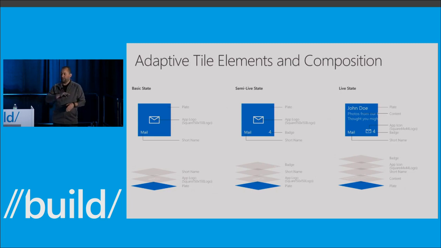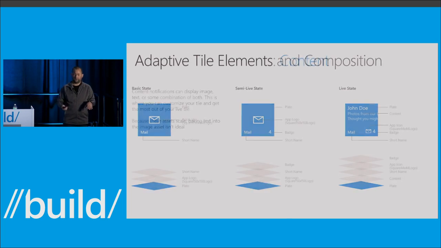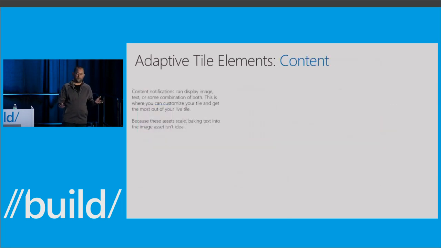This is really where you insert the stuff that you want to delight your user with information and really bring your tile to life. It's at this content layer. So let's move on to talk about the content layer. Content notifications can display an image, like I said, text, a combination of those things. Sometimes they're inline, sometimes they're not, sometimes they're full background.